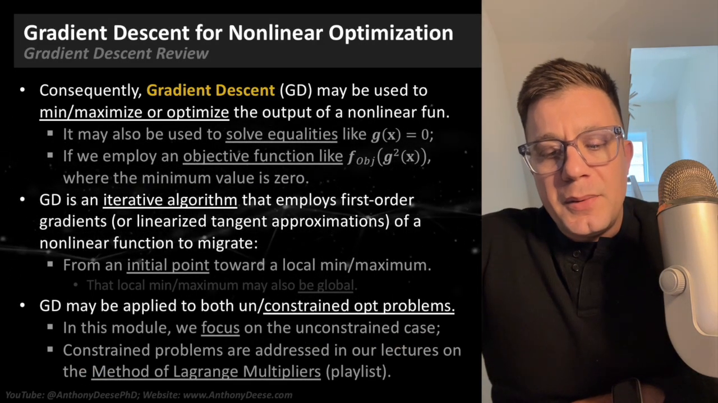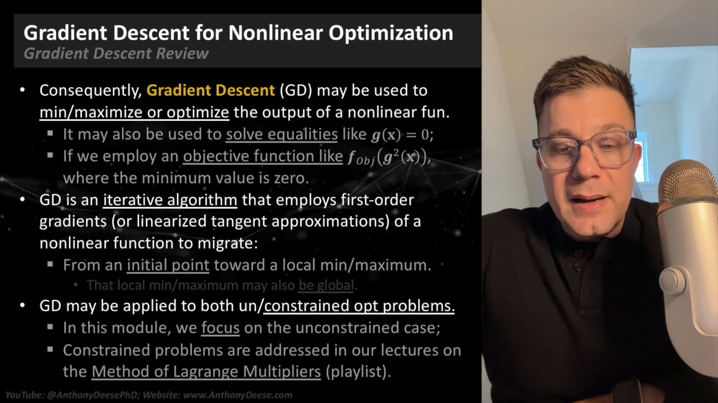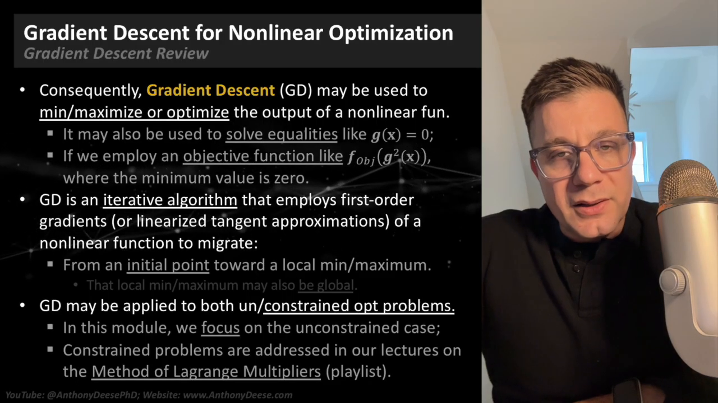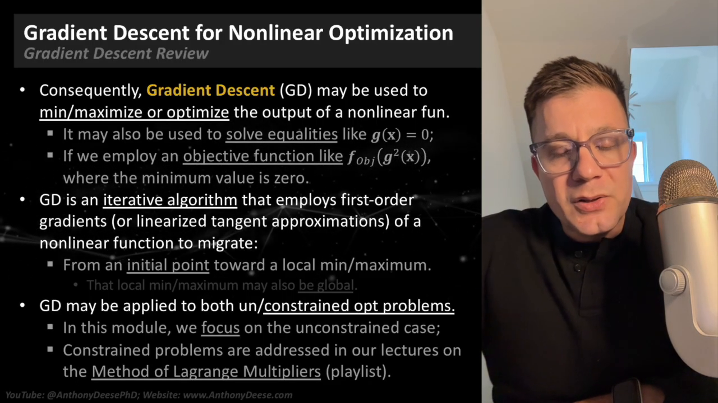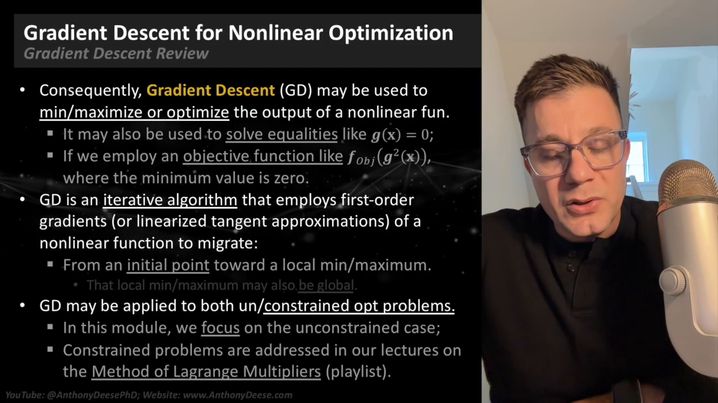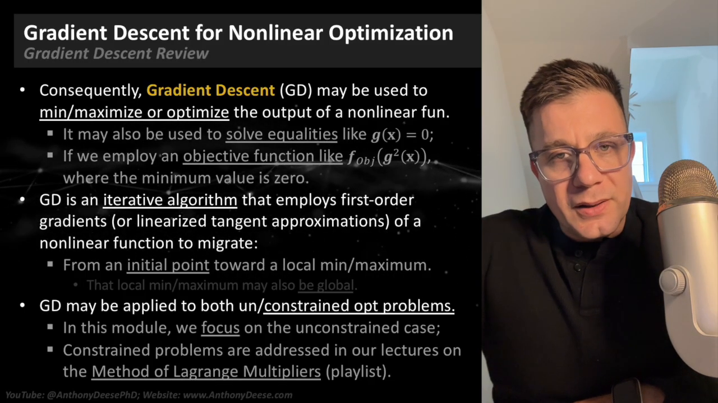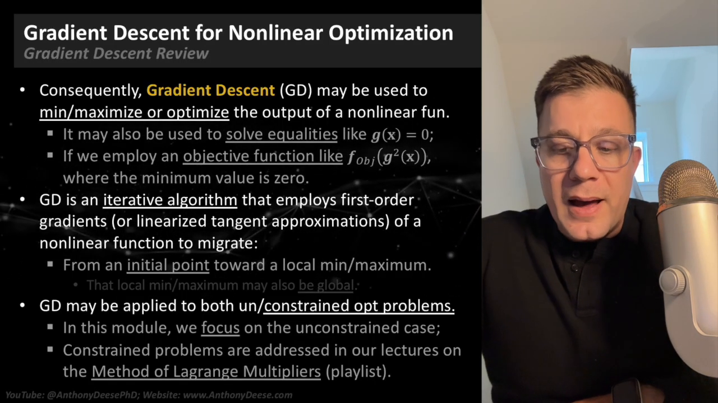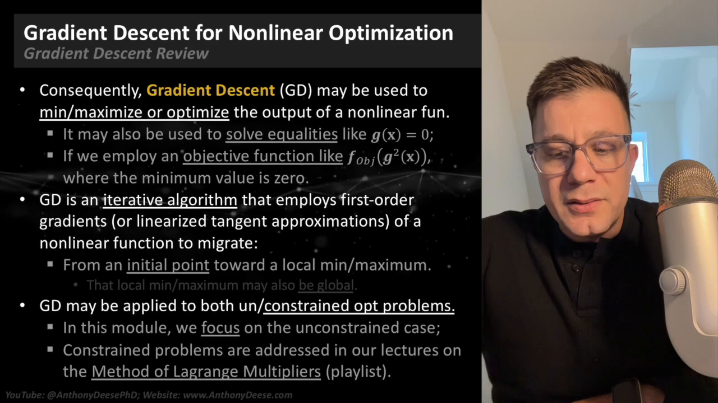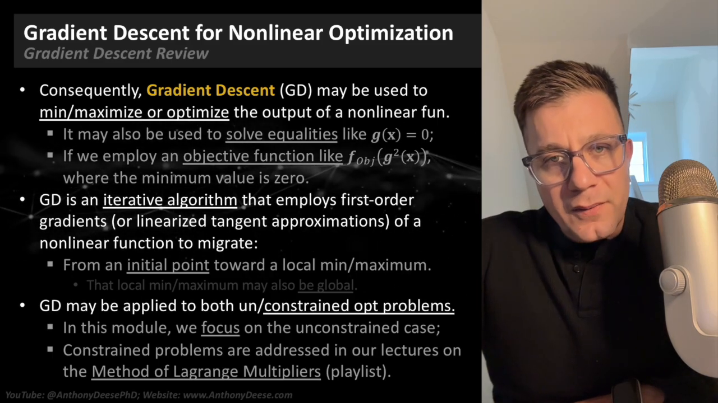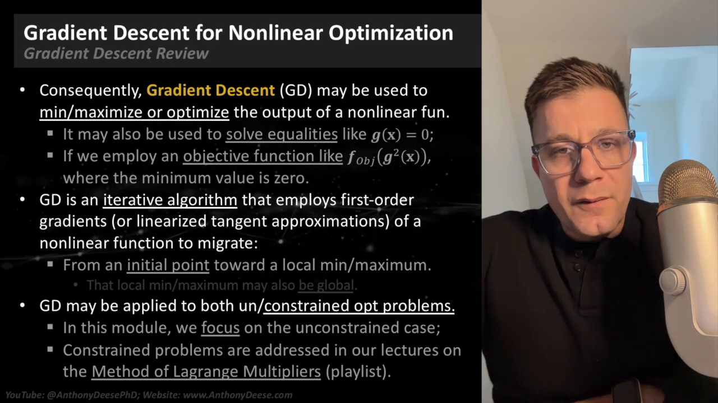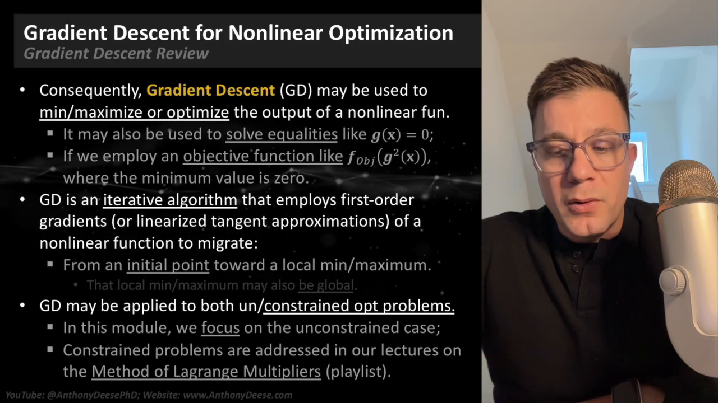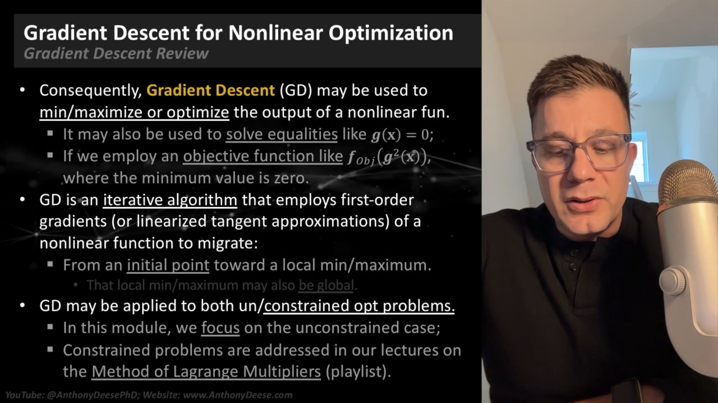Consequently, gradient descent may be used to minimize, maximize, or optimize the output of a nonlinear function. It may also be used to solve nonlinear equalities like g of x equals 0, assuming that g of x is nonlinear. This requires us to employ an objective function like g of x squared, for example, where the minimum value is 0 and is not allowed to go negative. Gradient descent, as we demonstrated on the previous slide, is an iterative algorithm, one that employs first-order gradients or linearized tangent approximations of a nonlinear function to move from an initial starting point to a local minimum or maximum. Now, note that this local minimum or maximum may also be global, but it's not guaranteed to be.